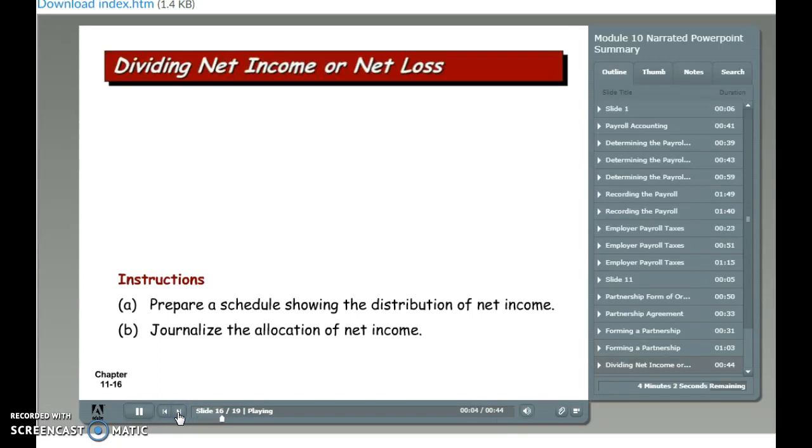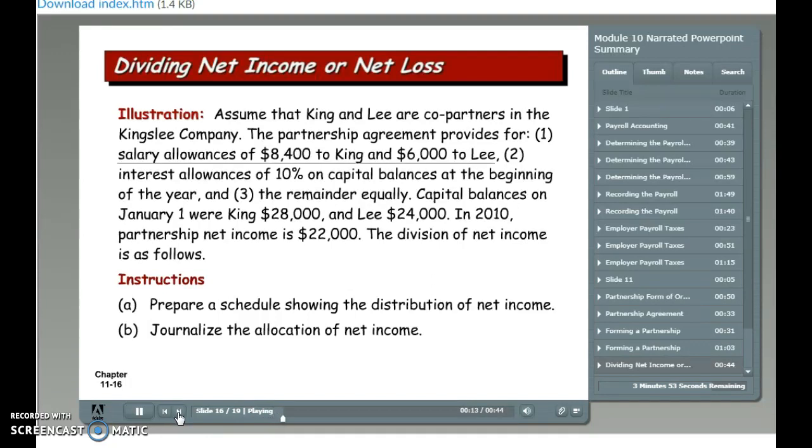Partnerships divide net income or loss according to the partnership agreement. Kingsley Company agreement calls for salaries of $8,400 to King and $6,000 to Lee, interest allowances of 10% on beginning of year capital balances, and the remainder equally. King's beginning of year capital balance is $28,000 and Lee's is $24,000. The partnership net income for the year is $22,000. Given this information, a schedule distributing the net income will be prepared on the next slide.